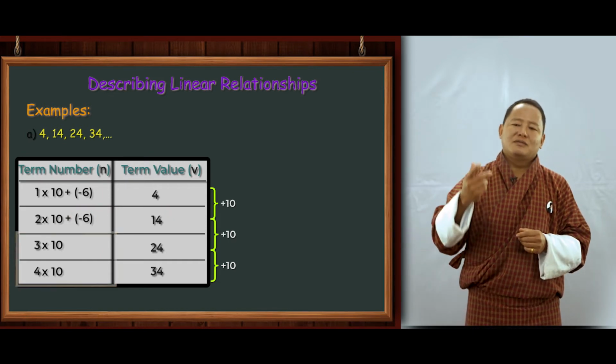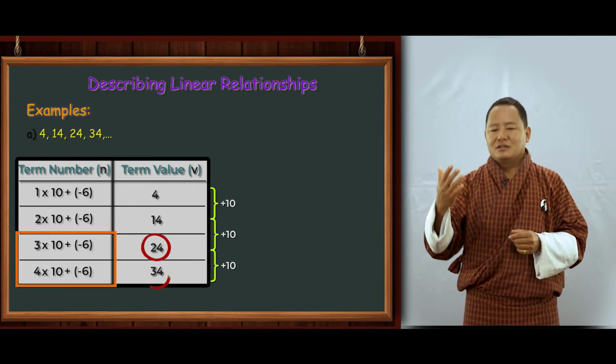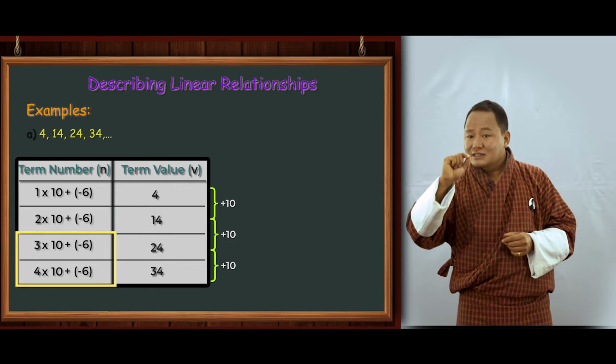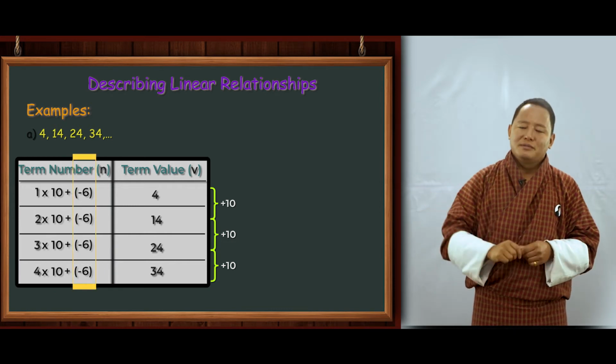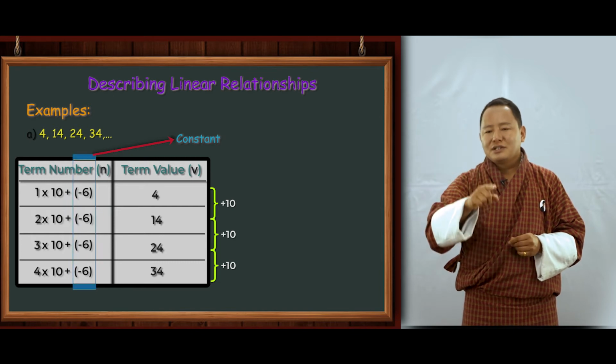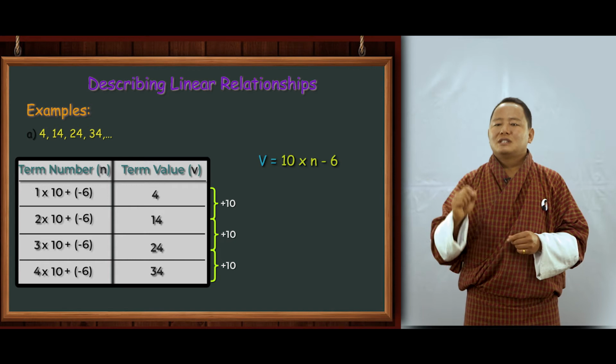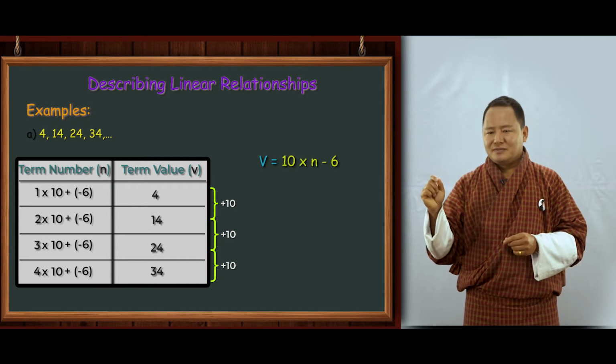And the same for 3 and 4. 3 times 10 minus 6, 4 times 10 minus 6. So 24, 34. So therefore negative 6 is common to all the term numbers. Therefore it is a constant term. So for this relation, the equation will be v is equal to 10n minus 6.